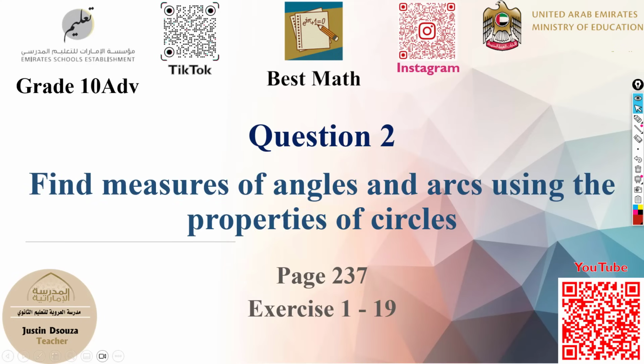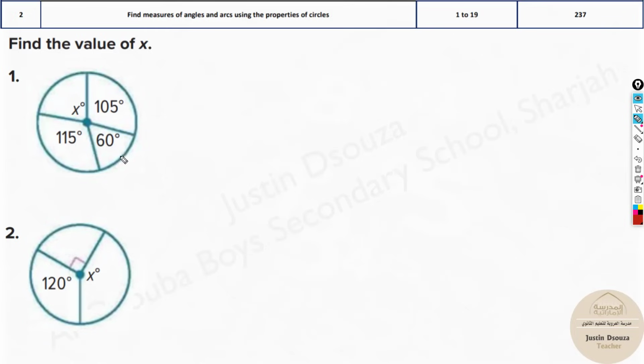Question 2 is to find angle measures using different properties of circles. Here we have been given a circle where one angle is unknown, that is x degrees, but the others are all known. So how do we find this? It's very simple. We know that the sum of all the angles is 360 degrees, right? So 360 minus 105 minus 60 minus 115 will give you the x angle. Add them all up and subtract them from 360. You should get x degrees. You can directly do it in the calculator.